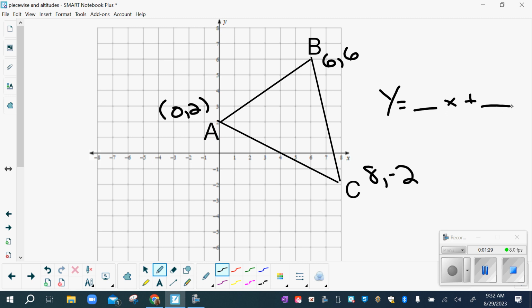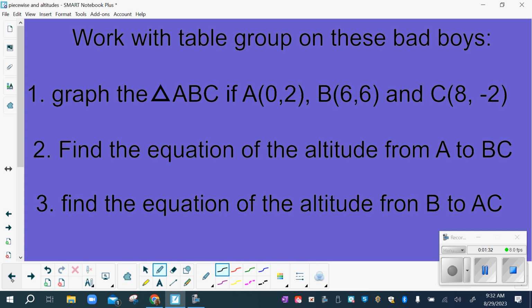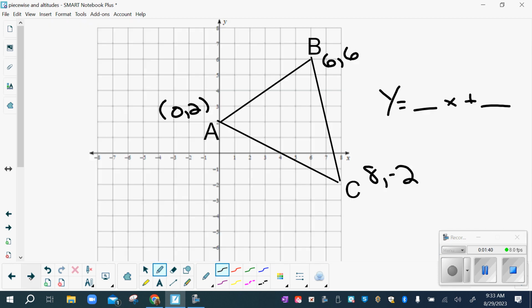Now this problem gave us the point that we're going to be using. We're going to be writing the equation from A. That's the point that we're going to be using. So we're going to eventually use this dude right here. But we need a slope, right? And it gives us this hint. It tells us we're doing what's called an altitude.